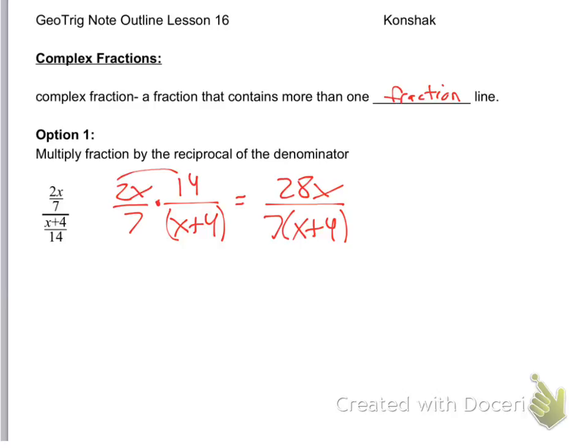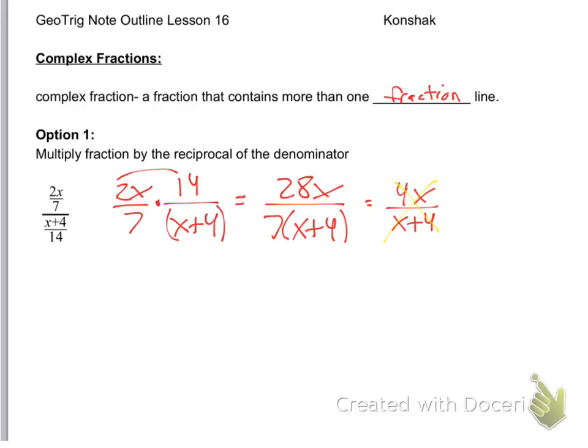How many people recognize that a 7 goes into the 28x and into the bottom 7 times x plus 4? So can I divide the top and bottom by 7? Or simplify? And so what happens to the top? It becomes 4x over x plus 4. Can we go further than this? How many people right now want to cancel those 4s? I don't. Boom, we take the 4s out, the x is out, and what do we get?